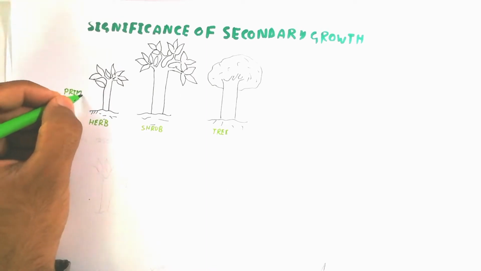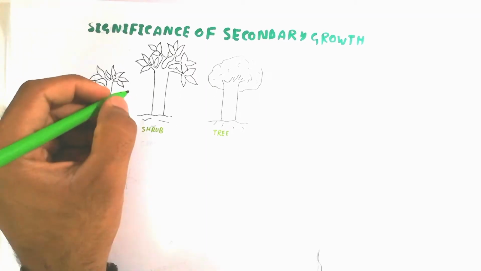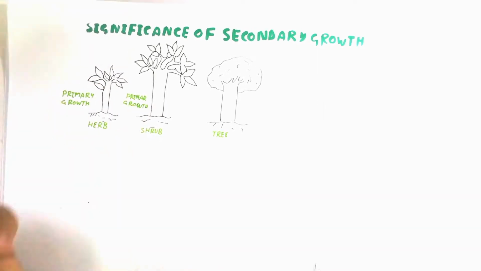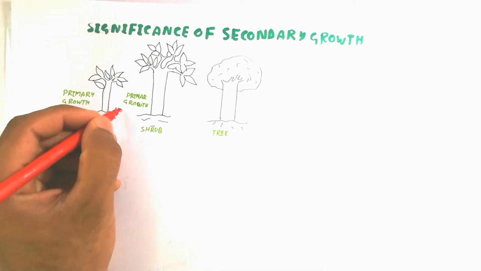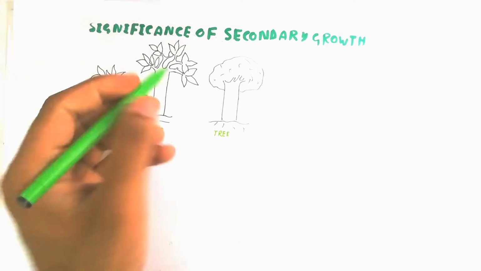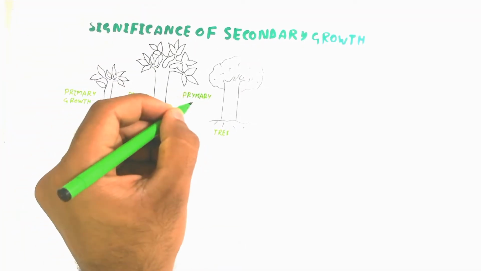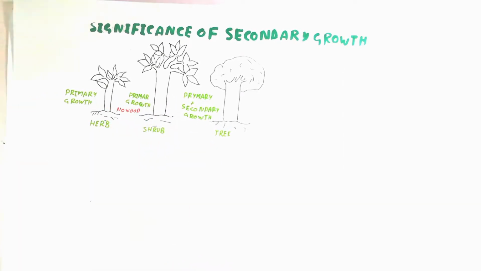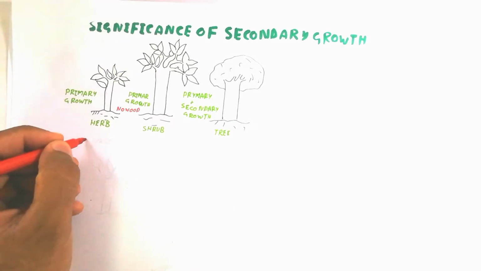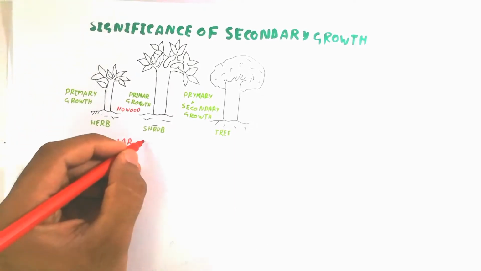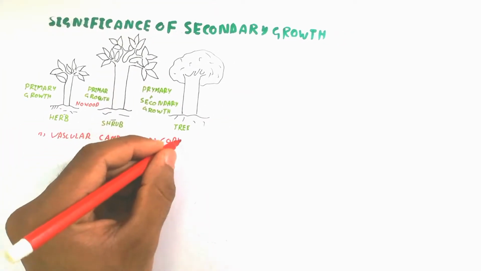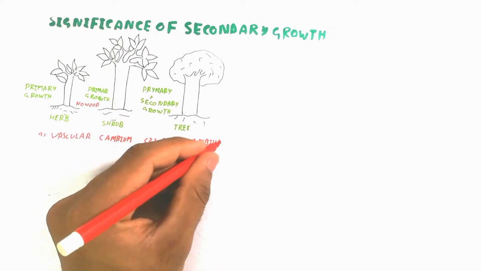So here is the herb, which has primary growth and not secondary growth. Here is the primary growth in shrub. There's the herb, shrub and tree. The tree is woody, and herb and shrub are basically non-woody, while the shrub is basically semi-woody. So here the primary plus secondary growth is present in the tree, and that's why it produces wood.